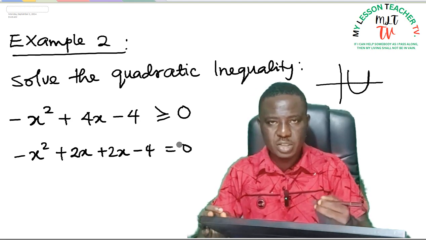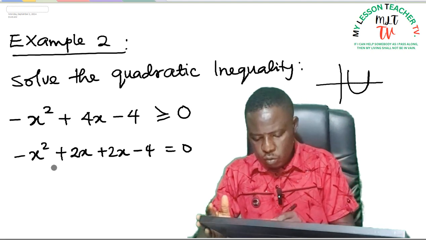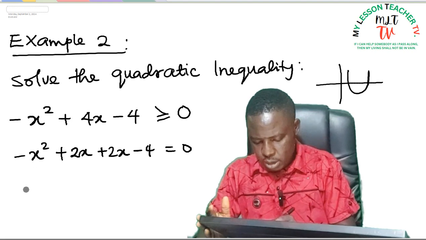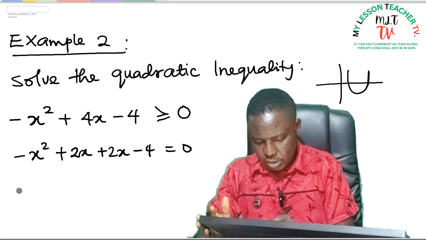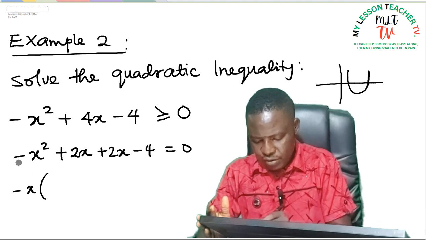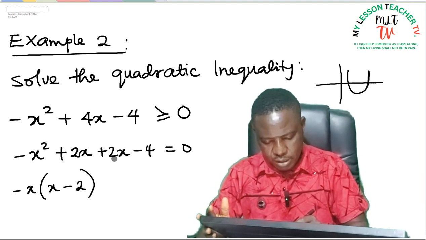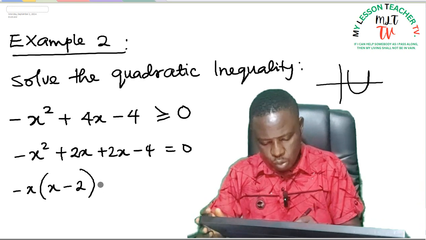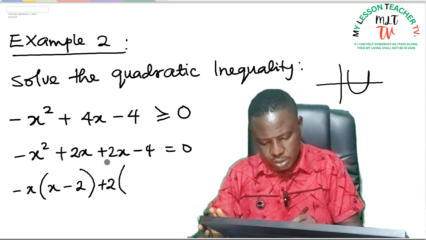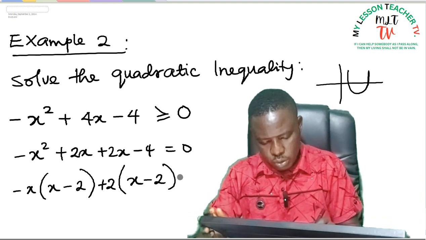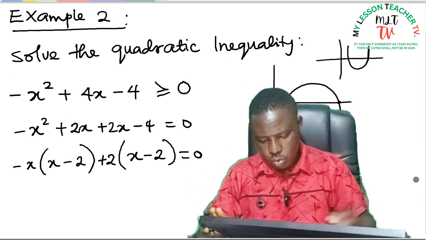Now what we are trying to do is to get the zeros of the inequality. So factorize out what is common in the first two terms. You would agree with me that minus x is common. And when you divide here by minus x, you have x minus 2. Also look at the next two terms. What is common? Plus 2 is common. Into bracket, divide here by plus 2, you have x minus 2 is equal to 0.